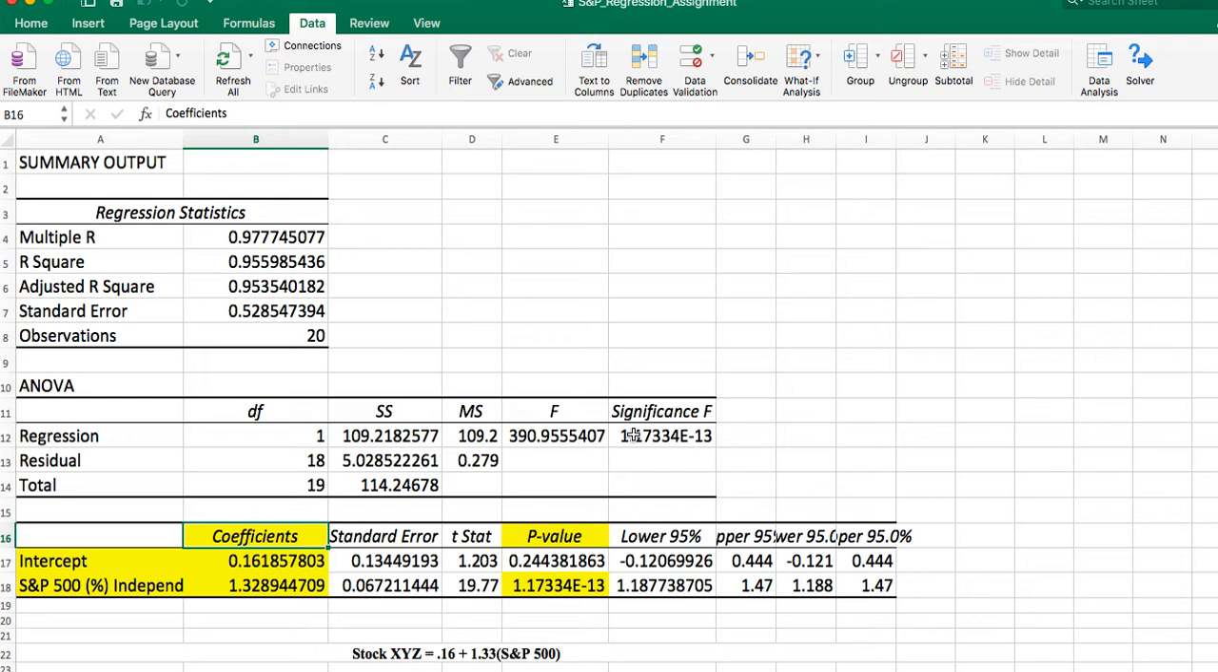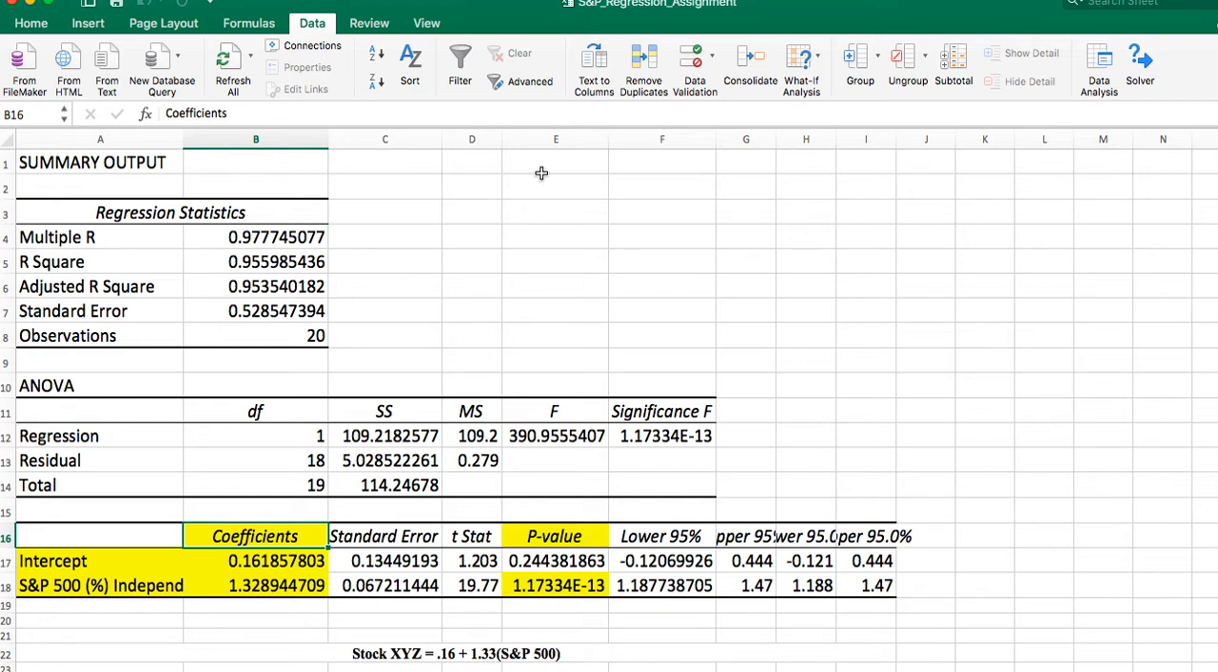Our results are really the nitty-gritty, and this will tell us if the mathematical model, which is a linear regression, i.e. a straight line, Y is equal to a plus bx, works. In this particular situation, stock XYZ, my dependent variable, is equal to the Y-intercept, in this case 0.16, plus the slope, that's 1.33, highlighted in yellow, times the S&P 500.